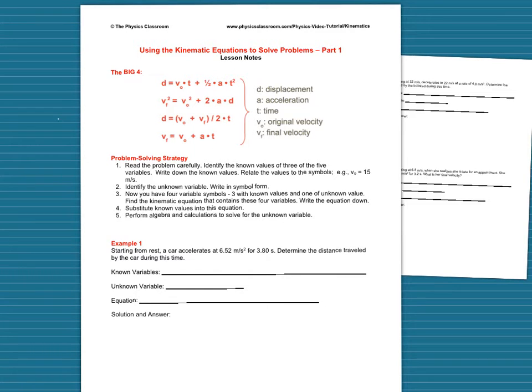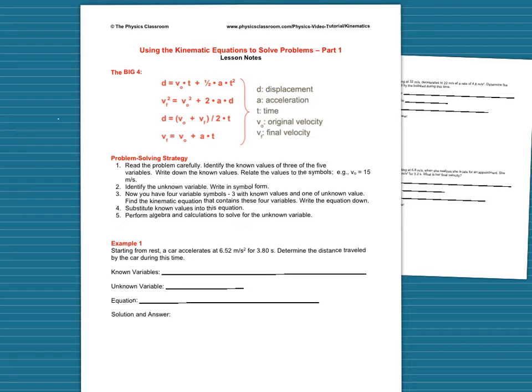Number one, read the problem carefully. Identify the known values, 3 of the 5. That's what our givens are. Write down the known values, relate the values to the symbols. Number two, identify the unknown variable, write it.